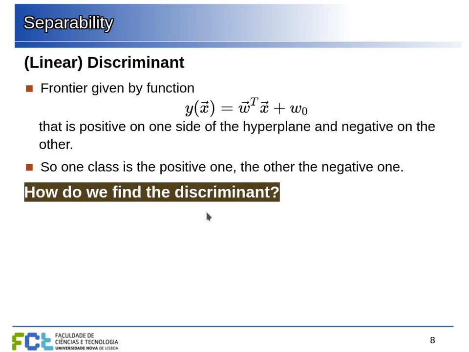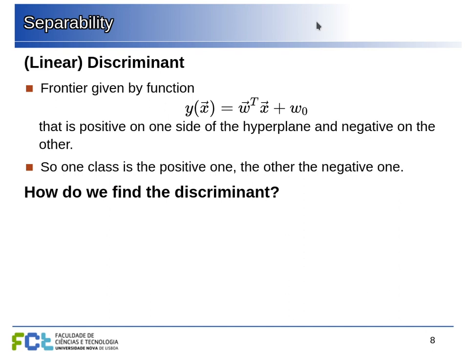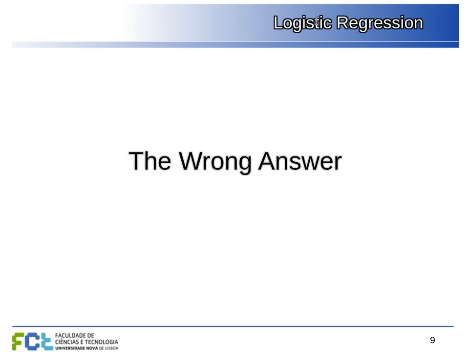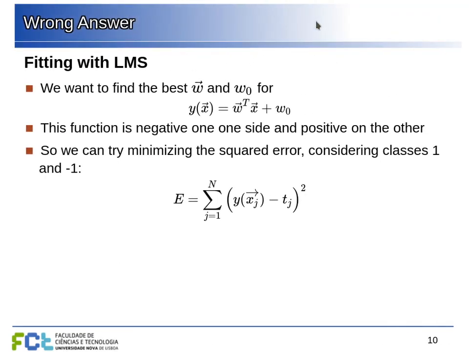Now the problem is how we find the best discriminant. So let's start with the wrong answer. What I'm going to tell you now is not the correct solution, and we'll see it gives us the wrong result, but it's important to understand the difference between regression and classification. So remember, with regression, we used this quadratic error and tried to minimize the difference between what we were predicting and the target value. So we can now do something similar.